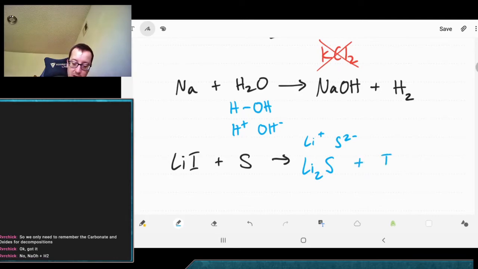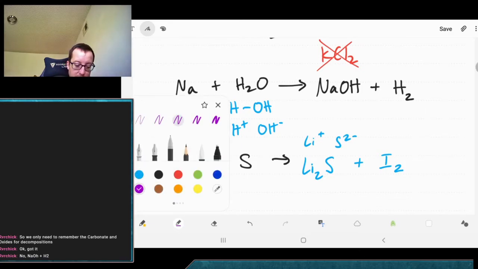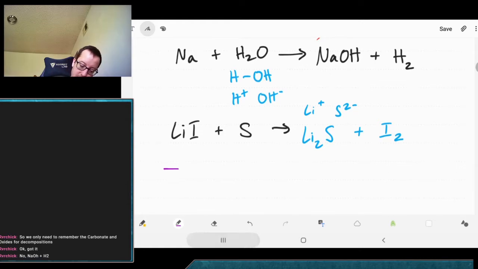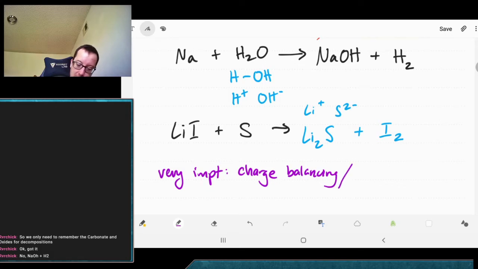And then when we kick out our iodine, again, that's a diatomic element, so we have to get I2 out of here. Right, so the products may not be super obvious to us right away. So charge balancing, diatomics. Let me just write that in purple. Very important is charge balancing and diatomic elements.